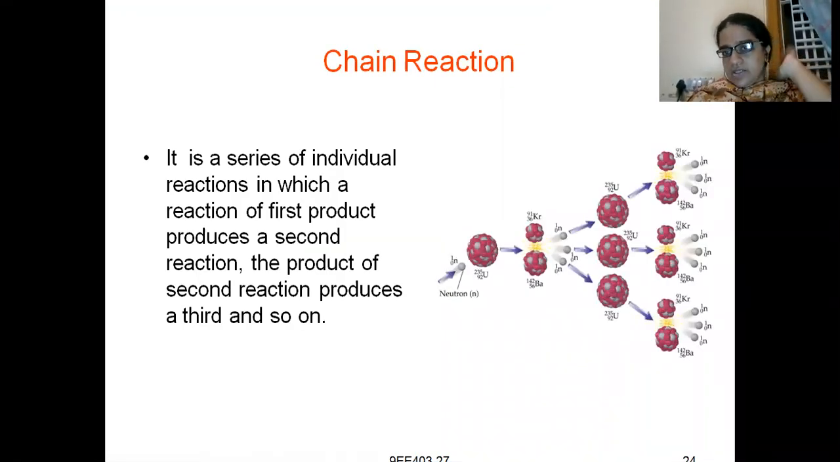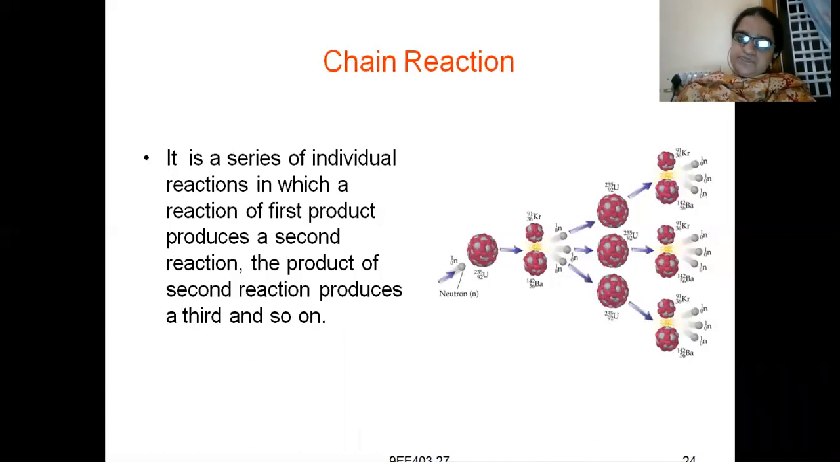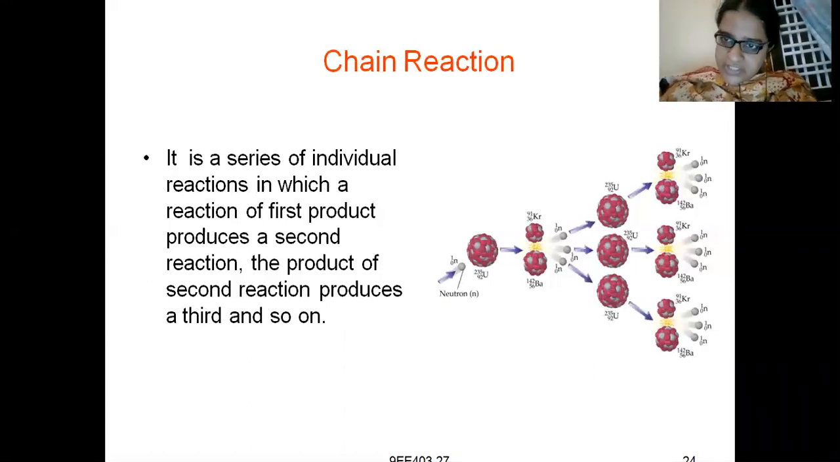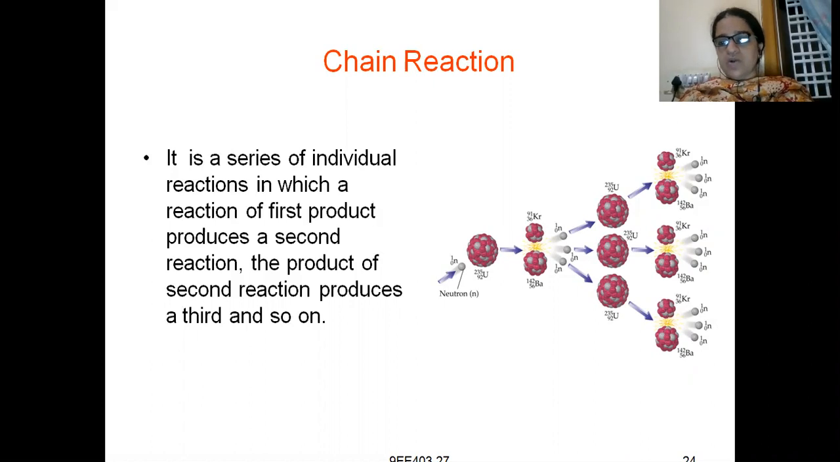Until the last class, we have come to know the basics of nuclear fuels and how many types of nuclear fuels are available. We also learned about nuclear fission and fusion reactions, how energy is liberated, how the energy liberation is associated with fission and fusion reactions, and how we calculate the amount of energy released in them. Now we have come to chain reaction.